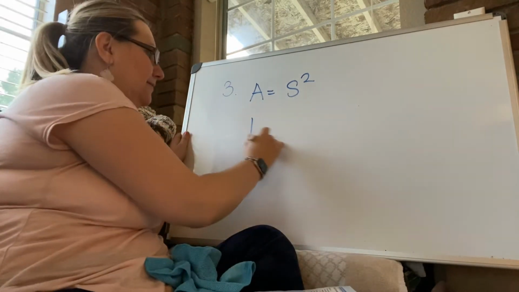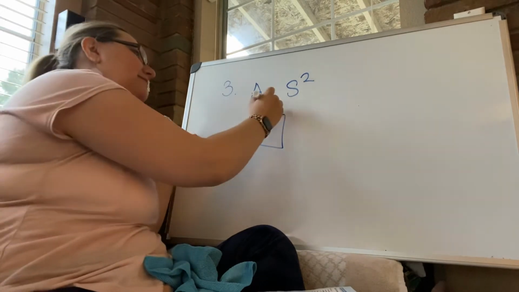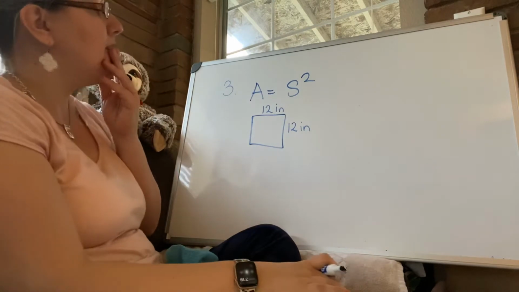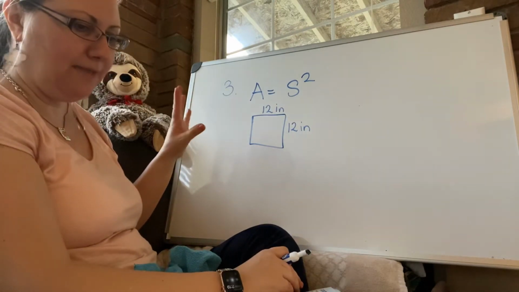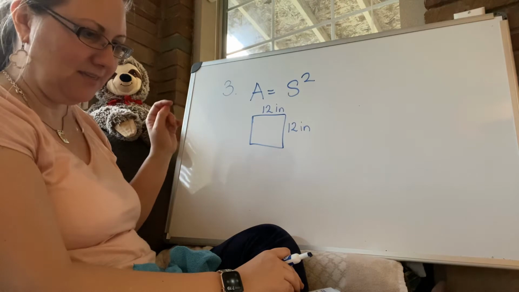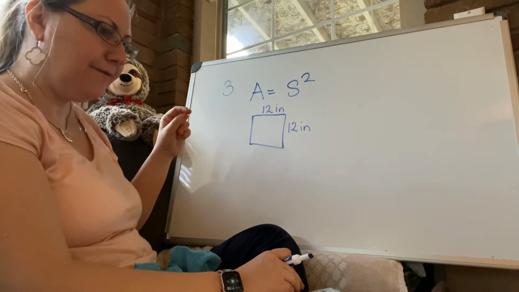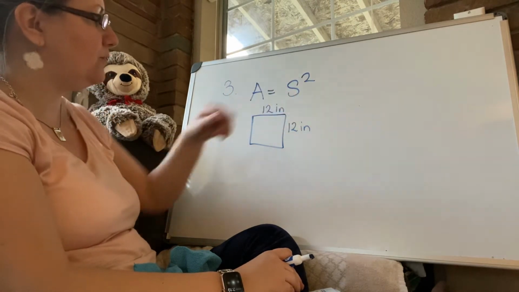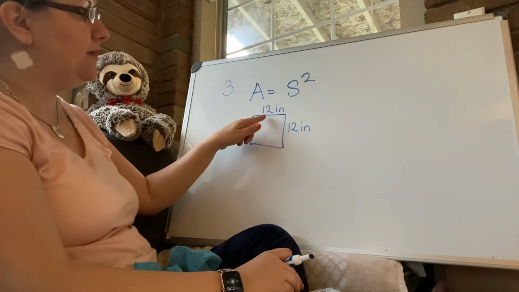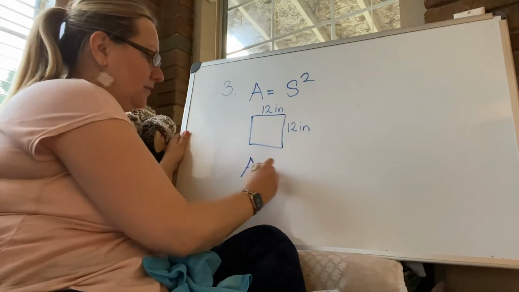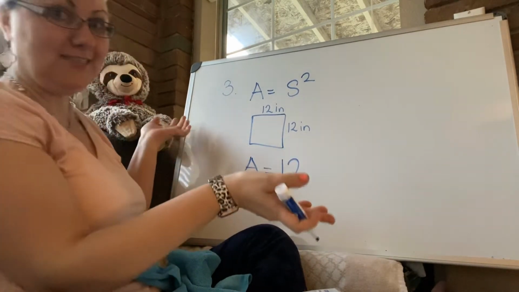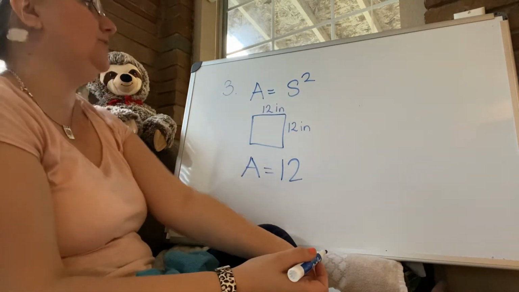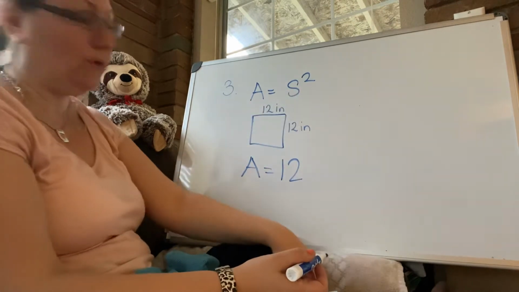So that means that each side is 12 inches long. This is when you have a perfect square, such as we have here. So area is the side squared. If all the sides are the same, you can use this formula. Instead of area is length times width, you can use area equals the side squared.